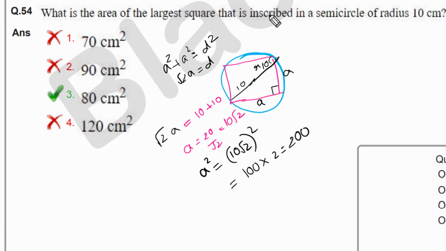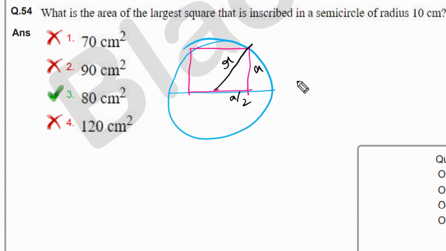That is the area of the largest square that can be inscribed in a circle, which I have done so far. Now we will do it for a semicircle, okay? So this is the diagram we get when we try to get the maximum square out of a semicircle. This is a semicircle and we have inscribed a square of maximum area. This is the center of the circle, and this will be the midpoint of the side of the square. So the length will be a by 2, and all the lengths are equal.